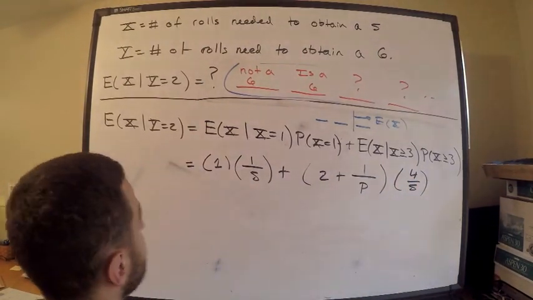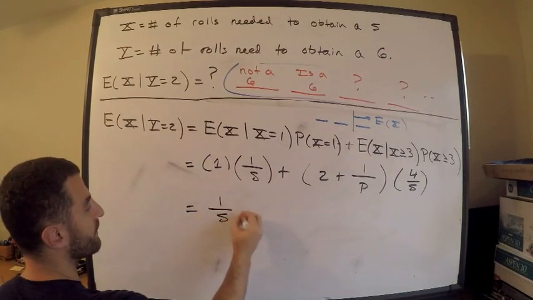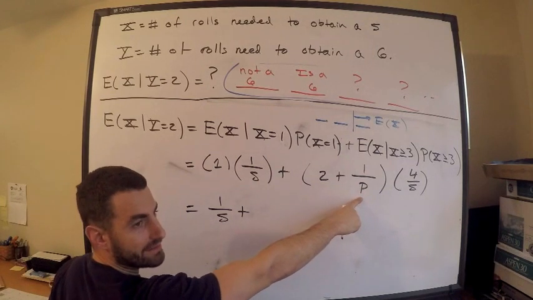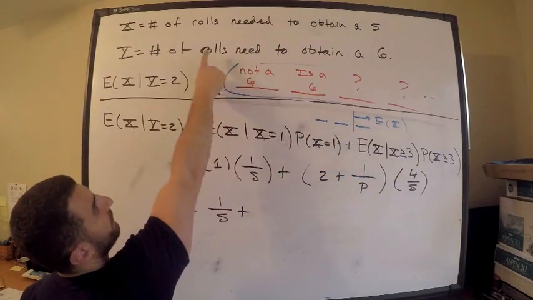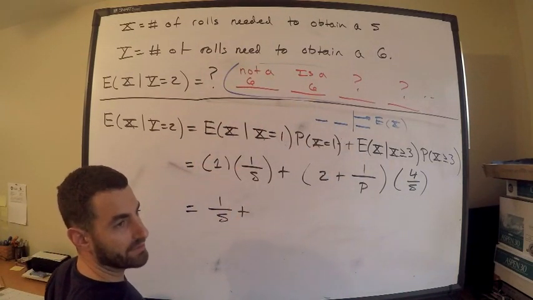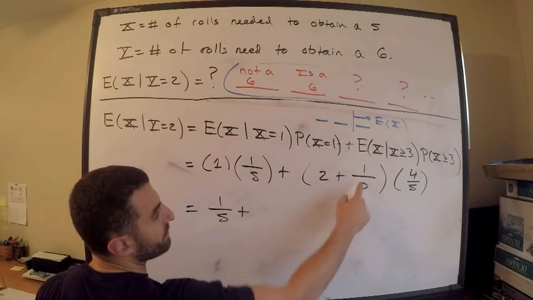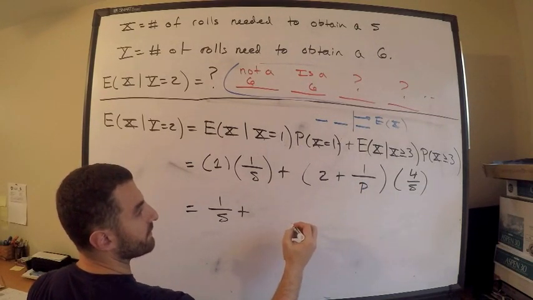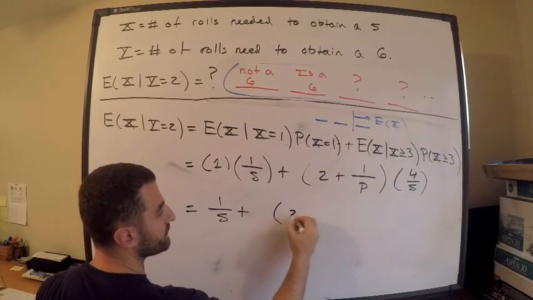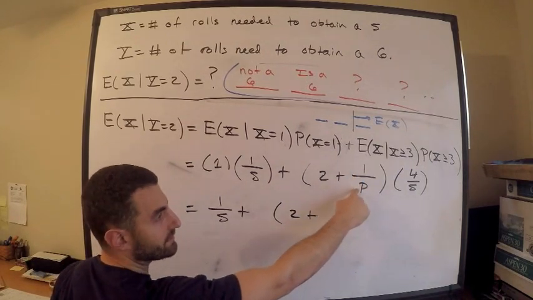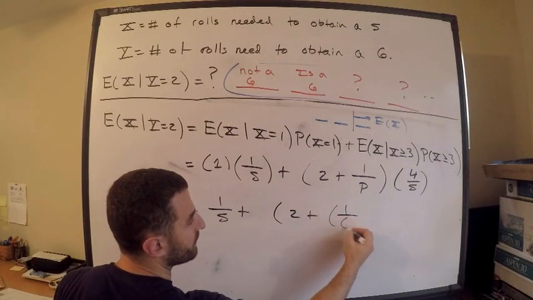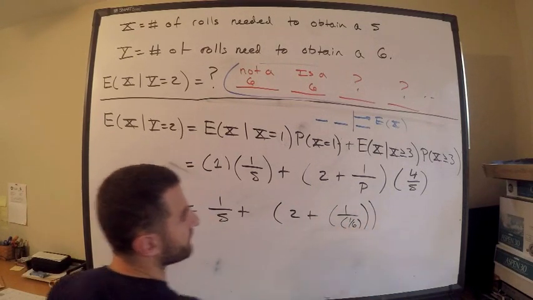We're pretty much there. So this is equal to 1/5 plus, what is 1/p? Remember, p is the probability of success regarding the random variable x. The probability of success there is 1/6. I mean, what's the probability you obtain a 5? Well, 6 choices, 1/6. So this is 2 plus 1/p, where p is 1/6, so 2 plus 1/(1/6), times 4/5.